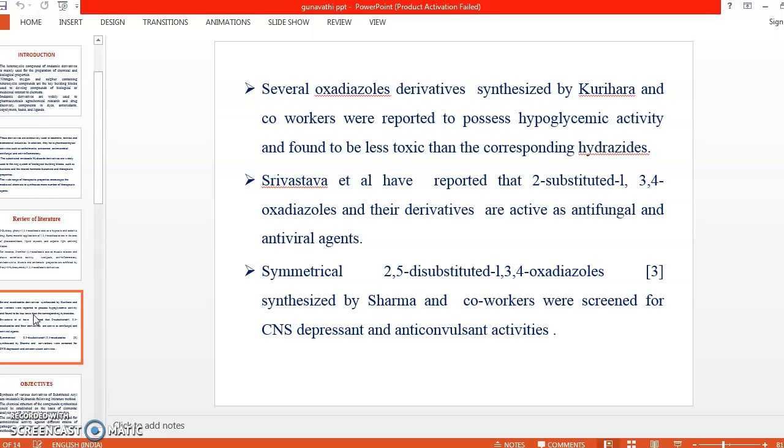Several oxadiazole derivatives synthesized by Kurihara and Kovacs are reported to possess hypoglycemic activity and found to be less toxic than corresponding antacids. Srivastav et al. have reported that 2-substituted 1,3,4-oxadiazoles and their derivatives are active as antifungal and antiviral agents. Symmetrical 2,5-disubstituted 1,3,4-oxadiazoles synthesized by Sharma and Kovacs were screened for CNS depressant and anticonvulsant activities.